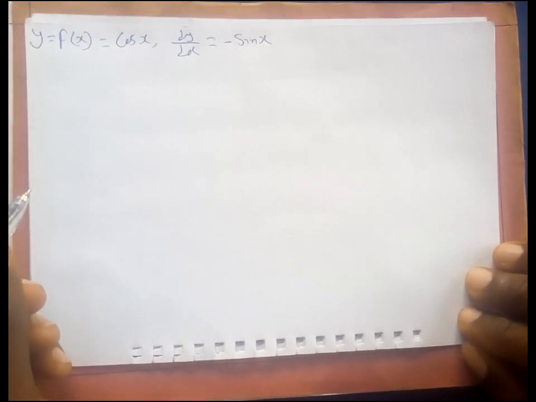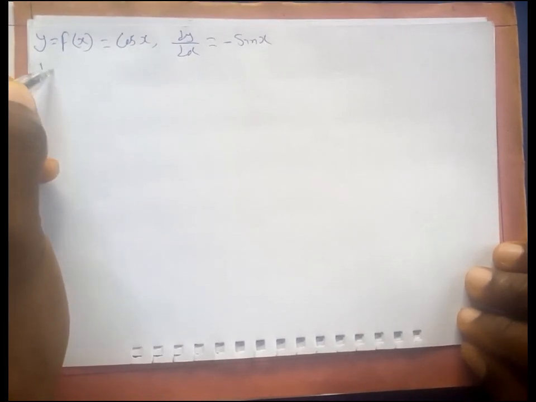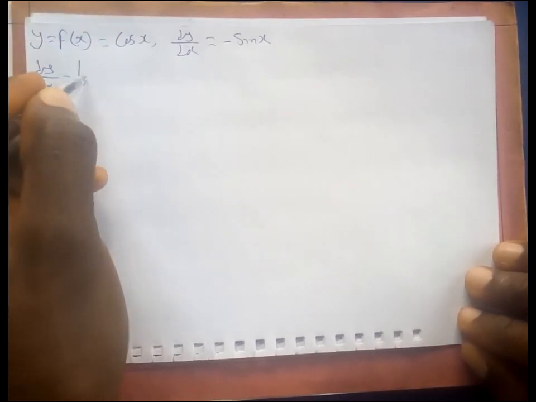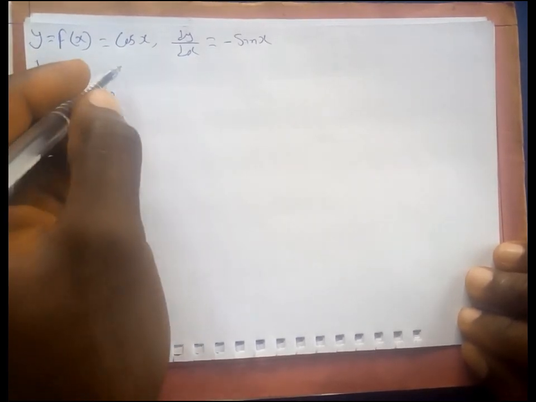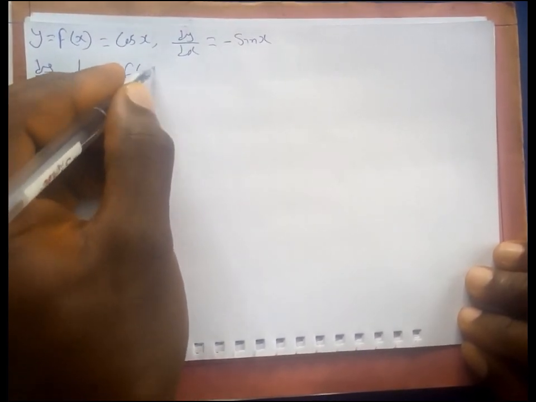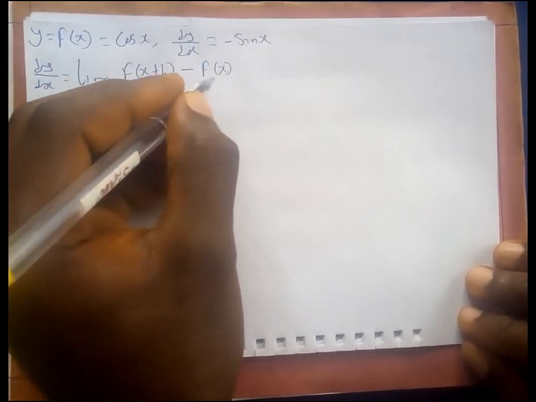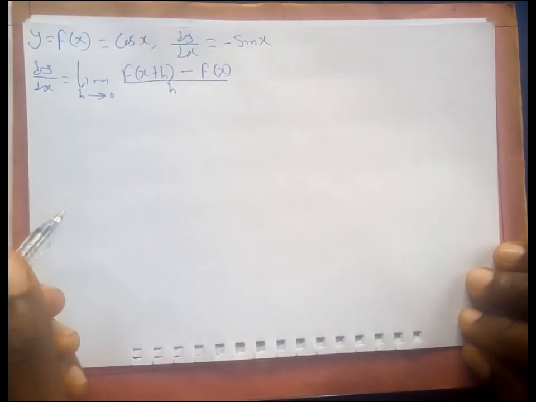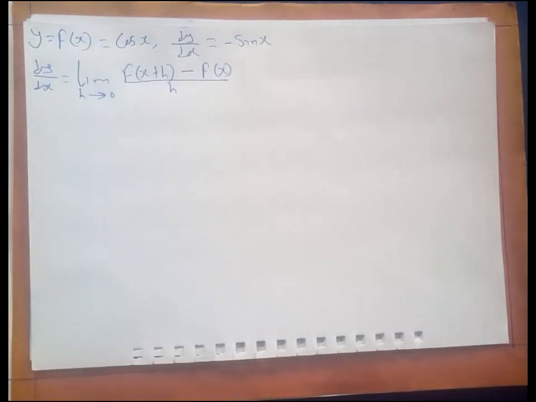I will be considering using the definition of derivative. It says that if y is equal to f of x, then its derivative, dy/dx, will be equal to the limit as h approaches 0, where h is the delta x, of f of x plus h minus f of x, all divided by h. Perfect. Now, what will be f of x plus h?